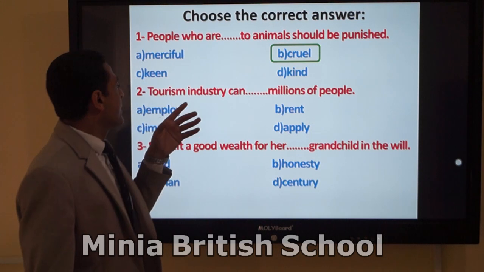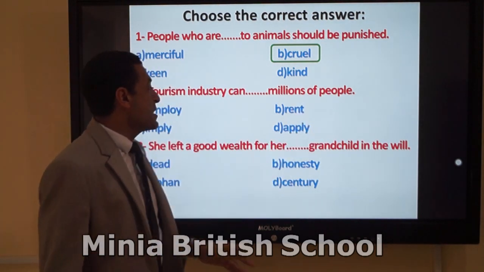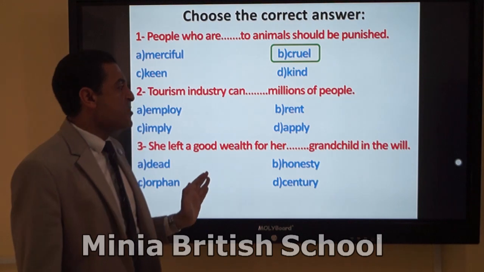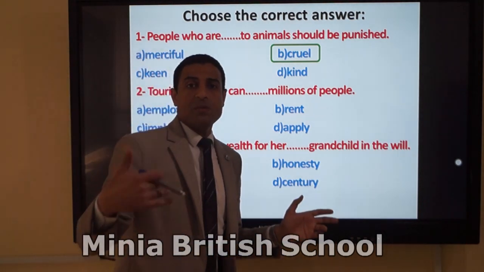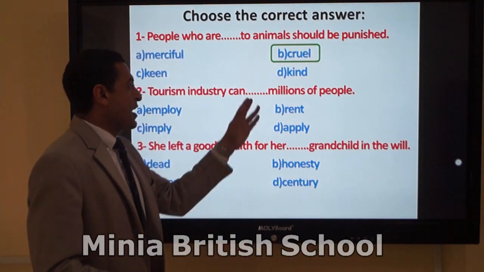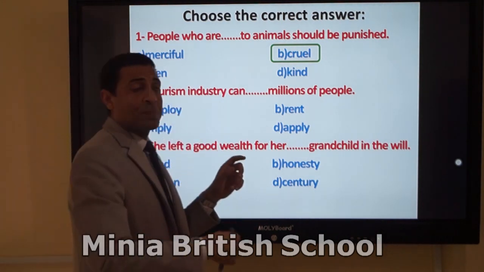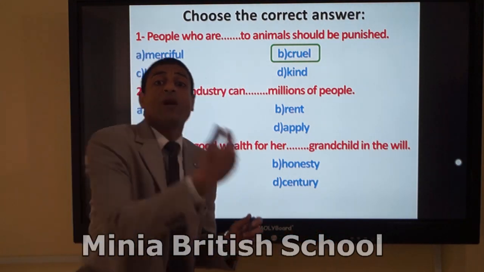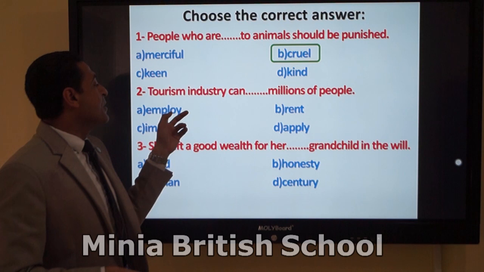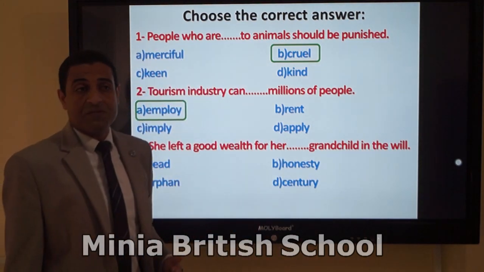And here we have another sentence. Tourism industry can ___ millions of people. Can employ, rent, imply, apply. So here the answer, can I rent millions of people? Of course, I rent a flat, an apartment, I rent a car. But here, can I rent some people? No, I cannot do this one. And here, can tourism industry apply millions of people? No, the one who is applying for a job, and the one who will apply for a job, not someone will apply me. Okay, but here, employ is the correct answer. Can employ, can find jobs for millions of people.